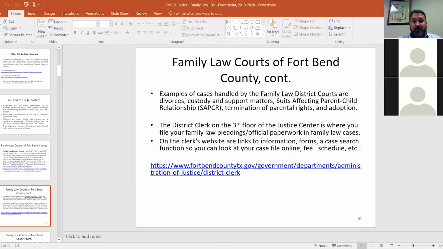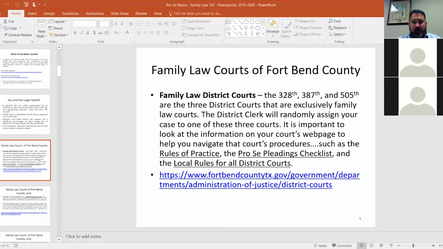And each court obviously has a website. Everybody has a website now, of course, and it's really a good source of information. Let me go back to that slide. Each court has a web page, and when you're involved in a court, you'll be assigned to one of those 3 family law courts, and knowing their procedures and how they do things is very important in helping you navigate your case through there. So I totally recommend everybody go to their court's website and become familiar with their procedures and processes and so forth. It'll help you quite a bit. And so this link here on slide 9 tells you how to get to each district court's webpage.